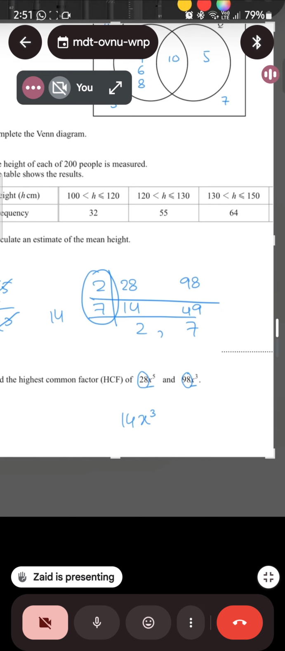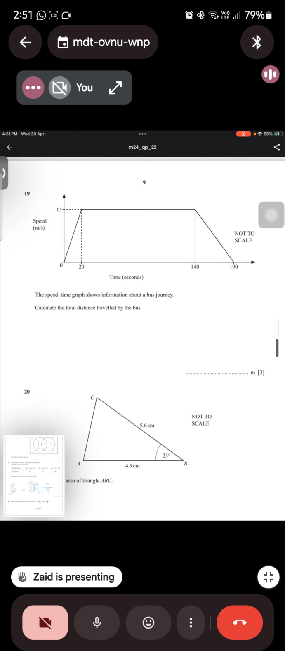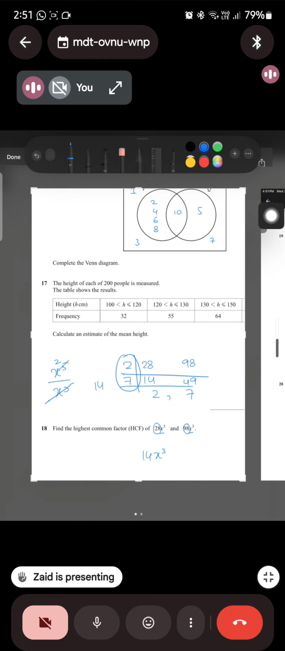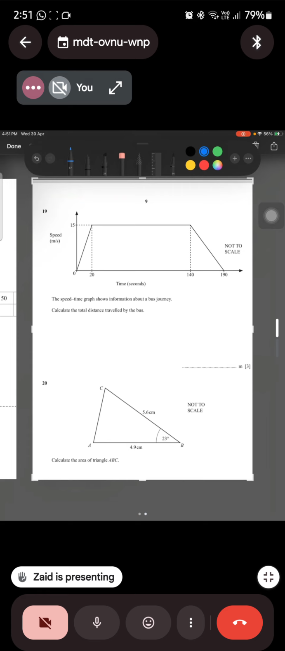All right. Okay. 14x cube is going to be the answer for this. Calculate the total distance traveled. This is very easy. So half base into height two times, and then the area of rectangle, which is 10. Or we can take the whole area of the trapezium.